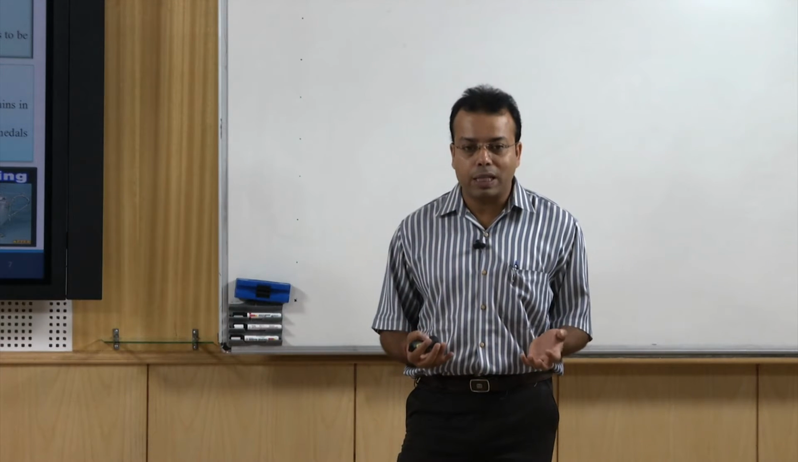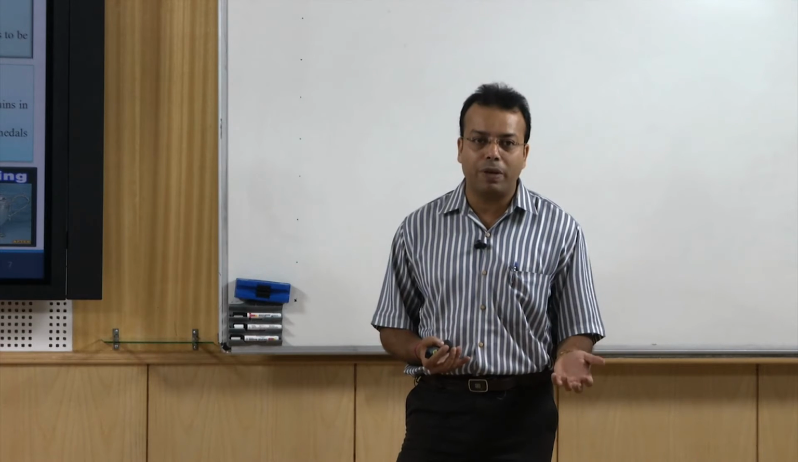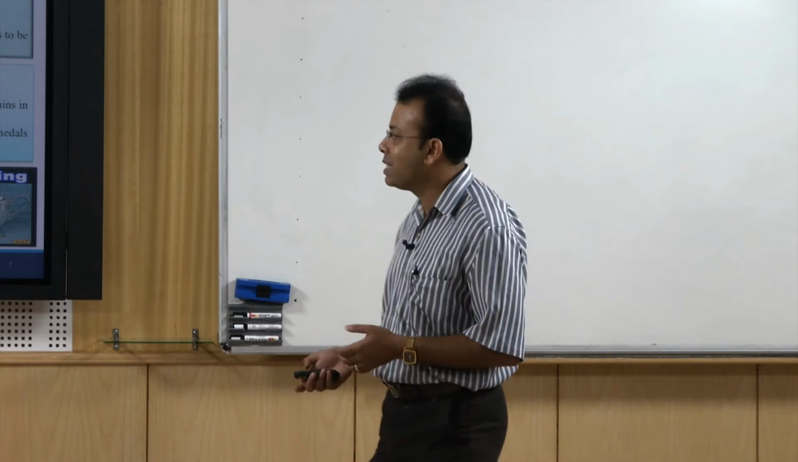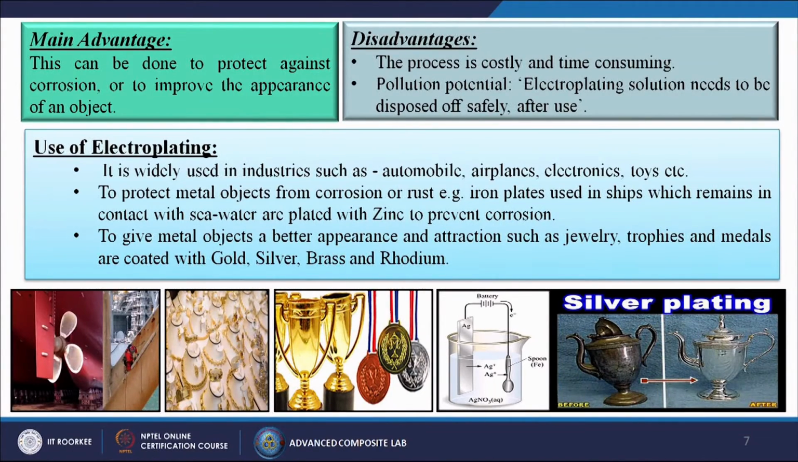After finishing the experiment we have to take care of these waste materials, otherwise this can create pollution to the environment itself. Electroplating is widely used in industries such as automobiles, airplanes, electronics, toys, etc.